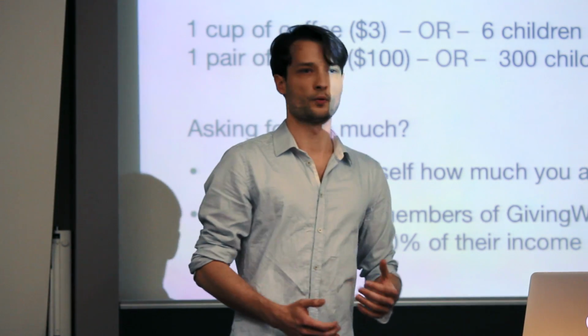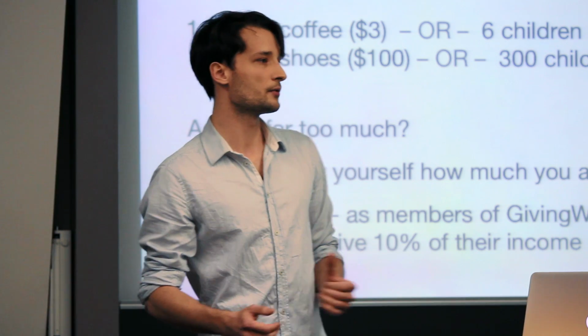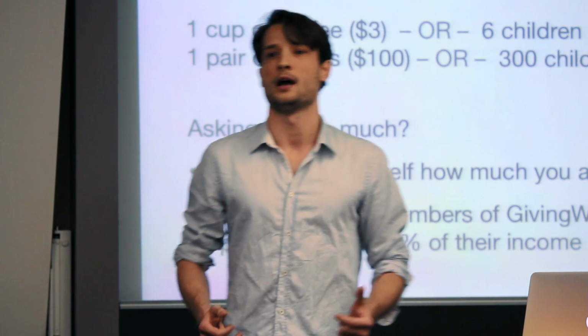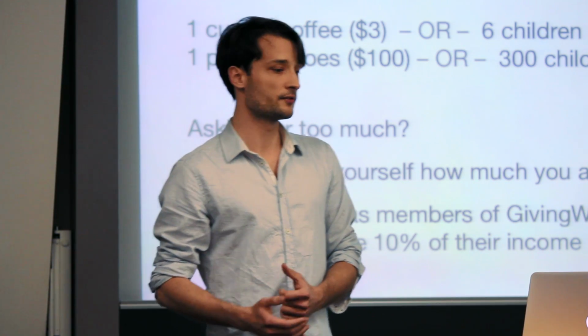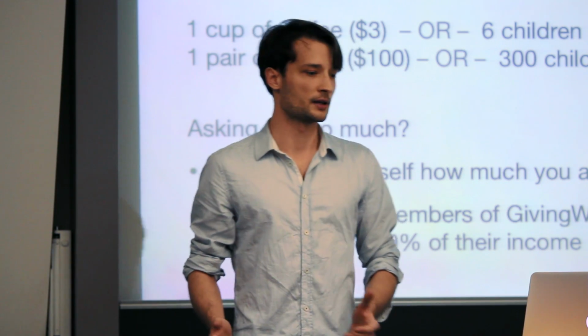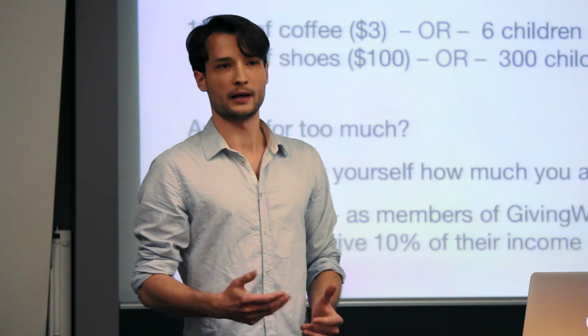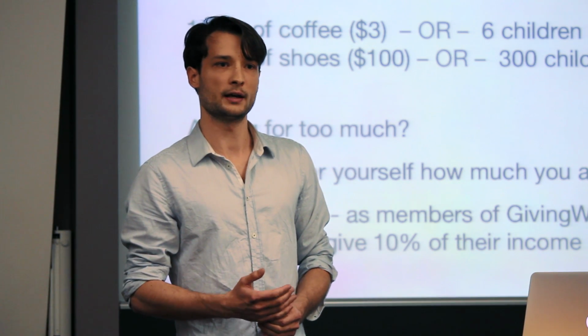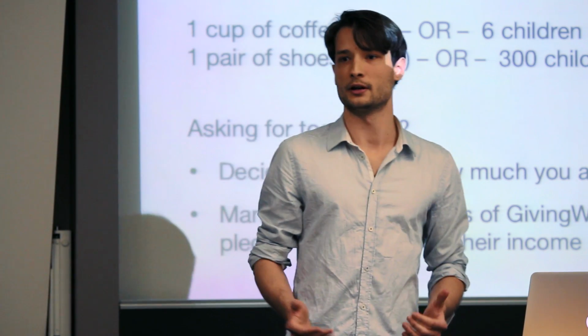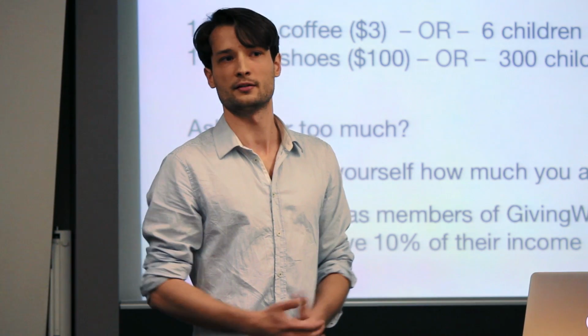Now you may ask whether this is not asking for too much, but I think we can all decide for ourselves how much we are willing to donate. Many effective altruists, for example members of Giving What We Can, have decided to make a pledge where they state that they are going to donate 10% of their lifelong earnings to the most effective charity organization they can find.